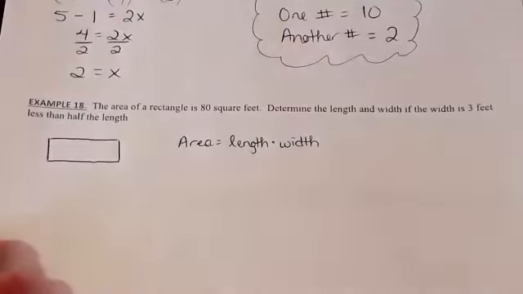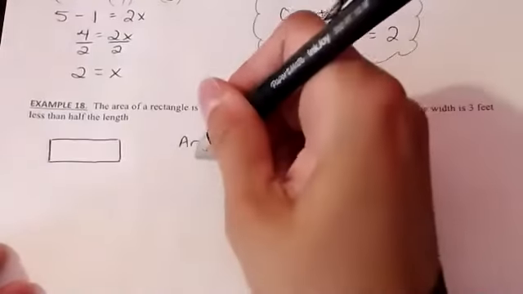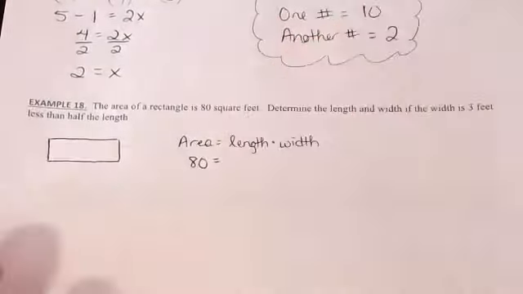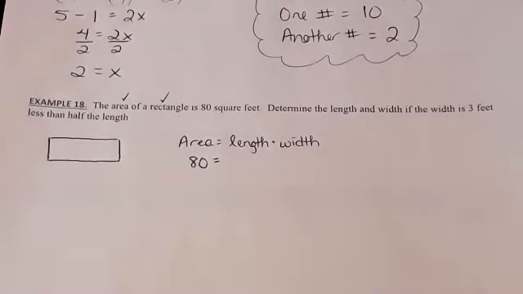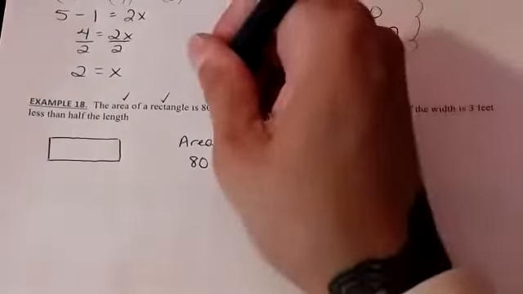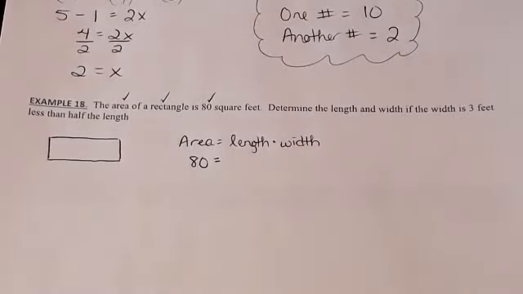Okay, we know that the area is 80 square feet. So where it says area, I'm going to replace it with 80. I've made a point that I took care of the fact that I know it's a rectangle. I commented on the fact that area is length times width, and I replaced area with 80 so that I'm keeping track of everything that's going on. Then it says determine the length and width if the width is 3 feet less than half the length.